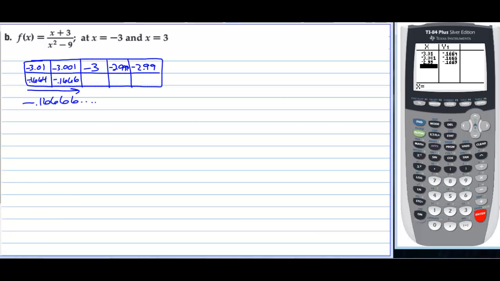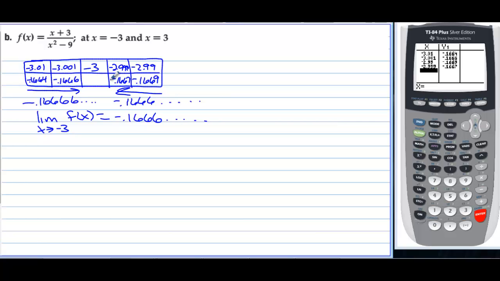-2.99. -0.1669. And -2.999. So -0.1667. So I feel like the right-handed limit is exactly the same thing. That's what I feel both of them are. So the limit as x approaches -3 of f of x is equal to -0.1666. Keep repeating. There's a fraction associated with that, and there's a way to get it, but that's for another day.